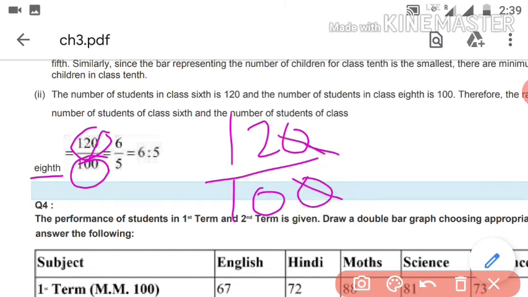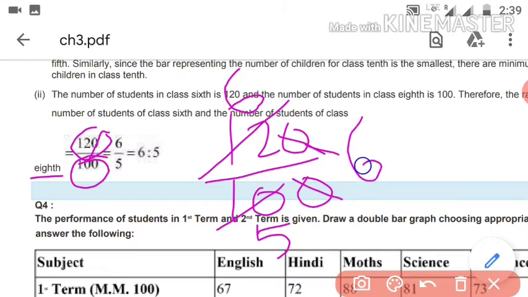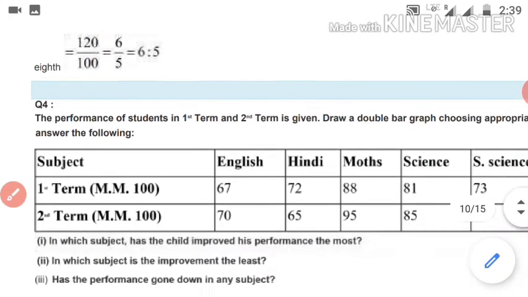Now this 0 and 0 I will show here, 120 and 100, isn't it? Now 0 0 is what? Cancel. Now 2 6 are 12 and 2 5 are 10. So what is the answer? 6 ratio 5. Okay, 6 ratio 5 is your answer. So you can see 6 ratio 5.